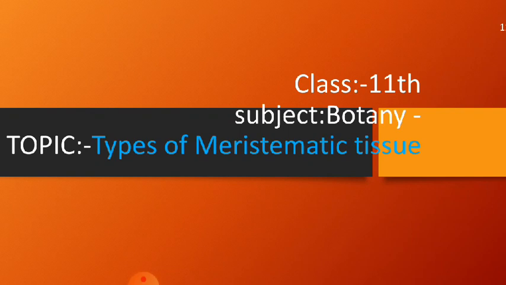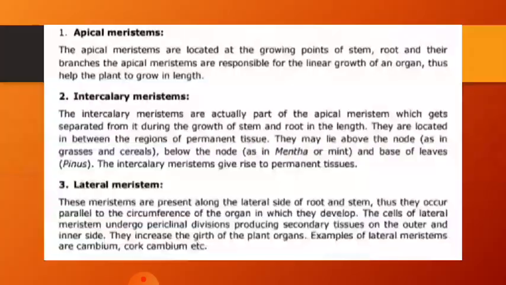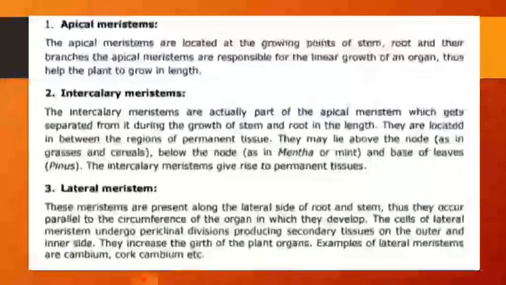So far as the types of meristematic tissues, they are of three main types. First, it is apical meristematic tissue. Second is intercalary meristems. The third is lateral meristems. We will deal with them one by one. First is apical meristems.